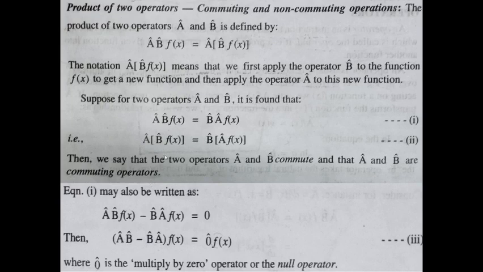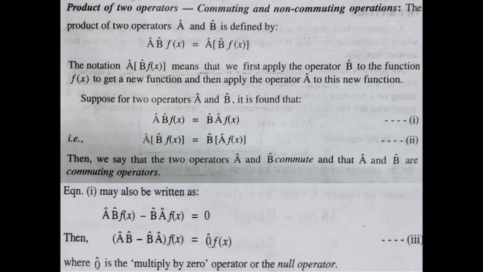And now we take equation 1. It can be written as: you take the RHS to the left-hand side, and then A operator B operator f(x) minus B operator A operator f(x) equal to 0. And next step, we take the function outside: (A operator B operator minus B operator A operator) f(x) equal to, here we just put a null operator, 0.